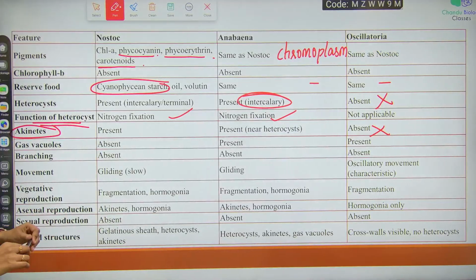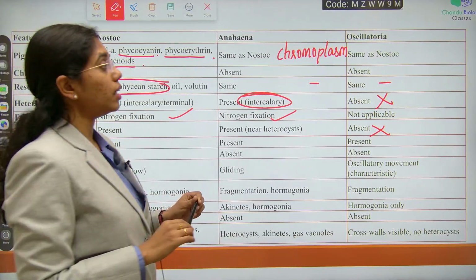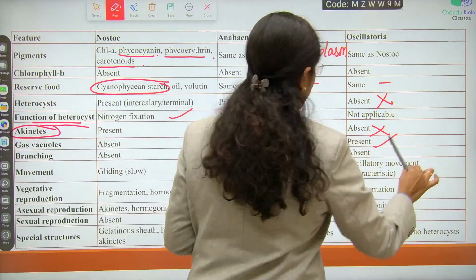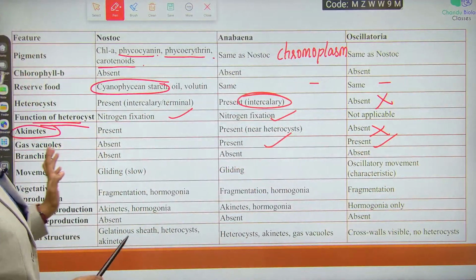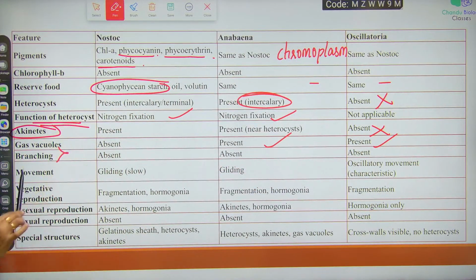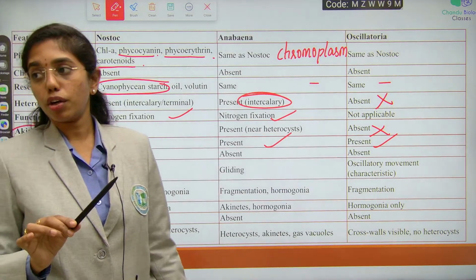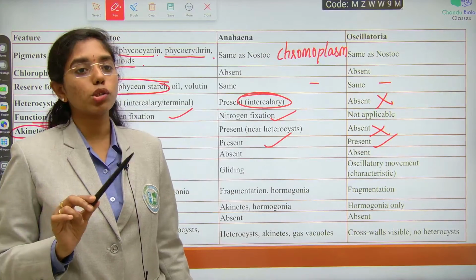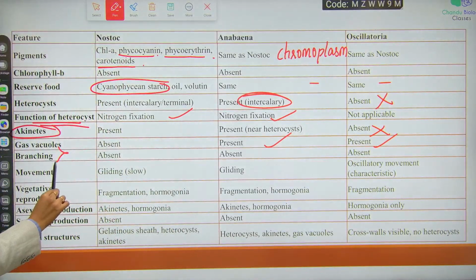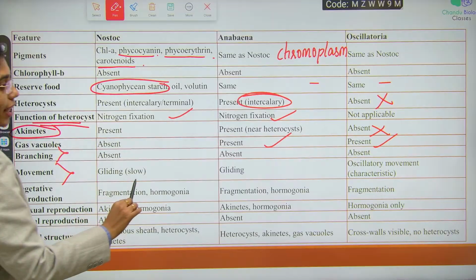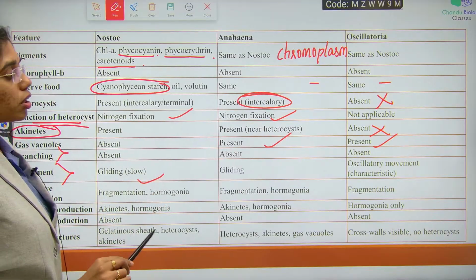Next, gas vacuoles. Gas vacuoles are present in Anabaena and Oscillatoria. In both of them, gas vacuoles are present. Next, what is the type of branching that you see? There is no branching in Nostoc, Anabaena and Oscillatoria. Trichomes are single rows only. Next, movement. Movement is gliding or slow movement. Here also it is gliding movement.